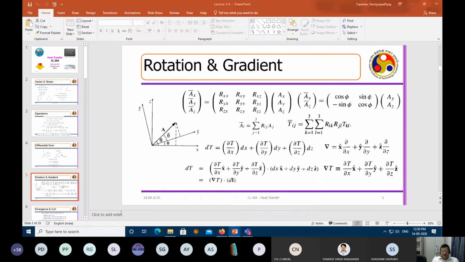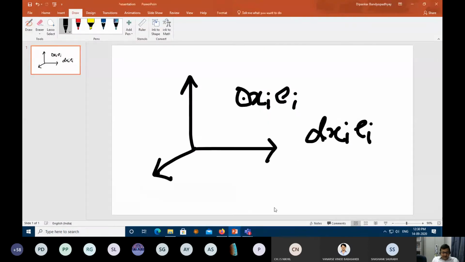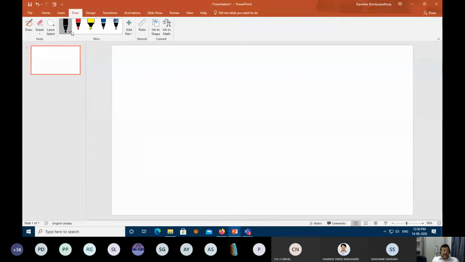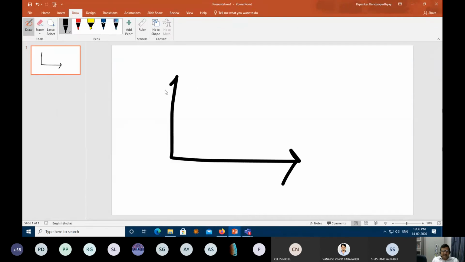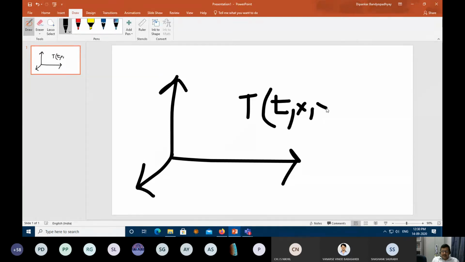Say suppose you want to know, in the last class we were discussing, that there is a space-time situation. You have a space-time situation, say time equal to t, and you have a coordinate system like this, where you want to know the variation of temperature across the space as well as across time. So what is your variable? Your variable is t, x, y, and z. This is what you want to know.